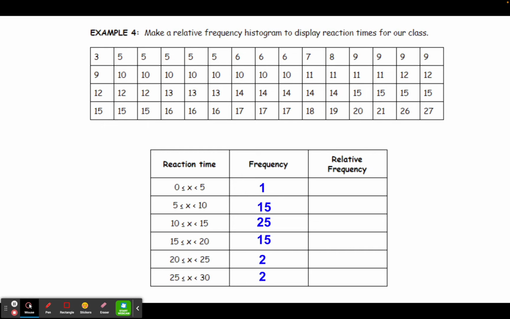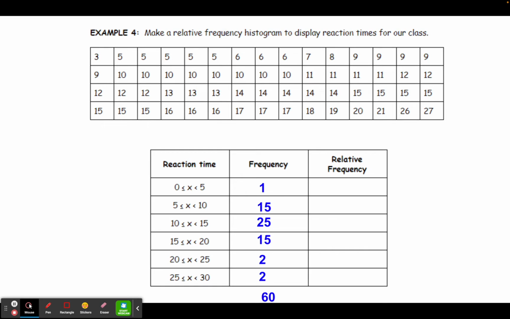Now, I would add up all those frequencies just to double check. And when I added those numbers together, I came up with 60. And you can go back and match that up against the data that you're given to make sure that you actually have 60 data values. And that's just a good way to check to make sure that you didn't miss any or count any values more than once.